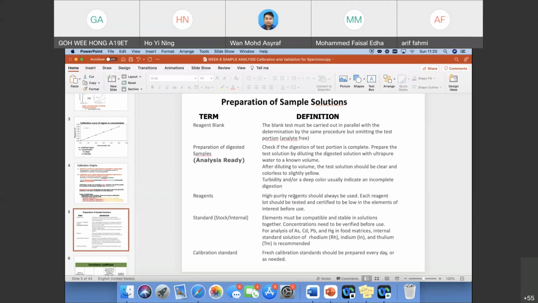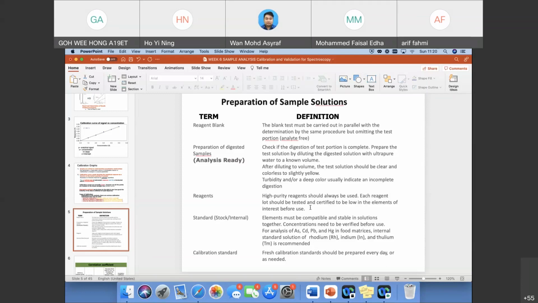Okay. All right. Reagents. We have also looked into reagents before this. High purity reagents, even in your digestions, we have looked into high purity reagents for your acids. So why high purity reagents? It needs to be free from interferences. We don't want your reagents to create interferences for your analysis later on.